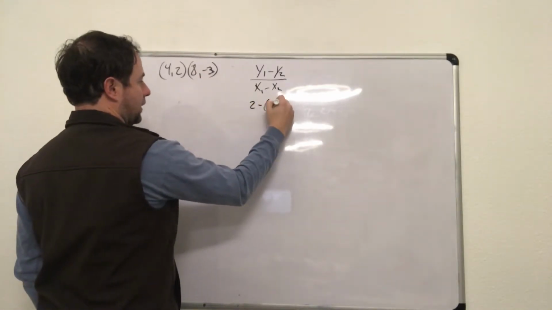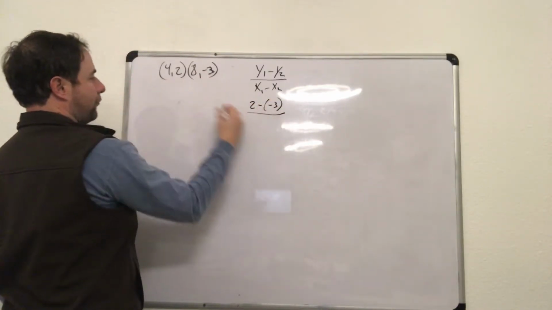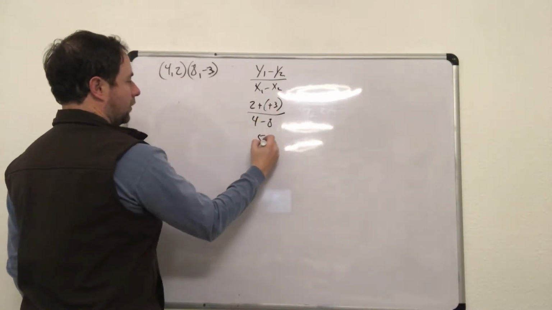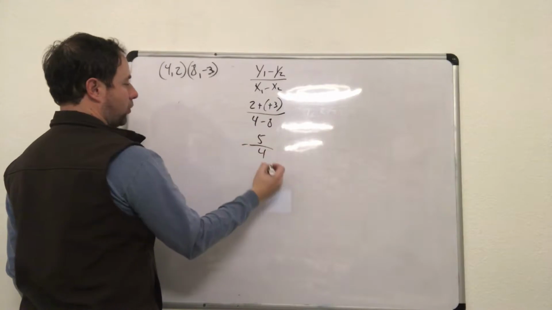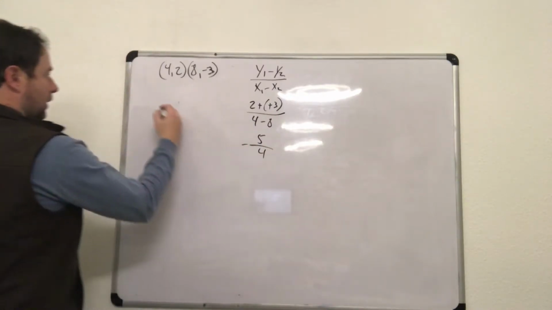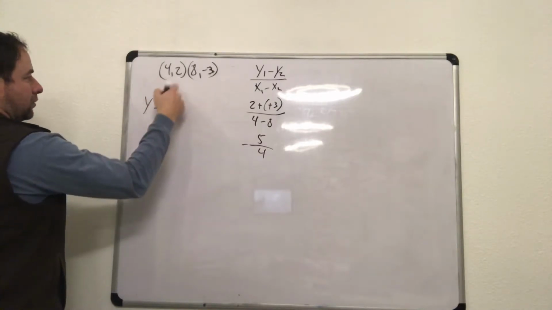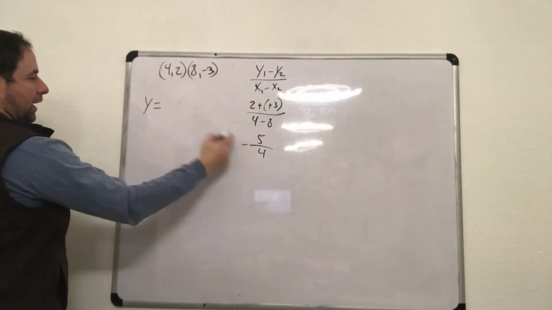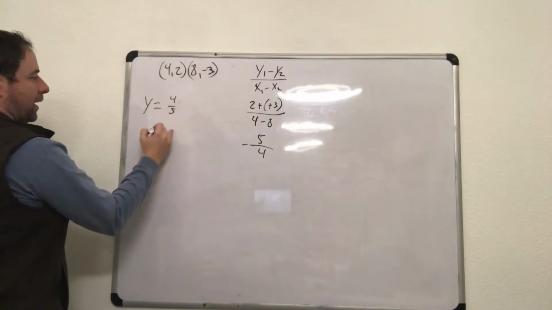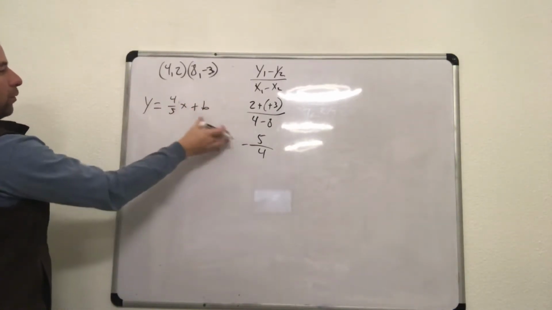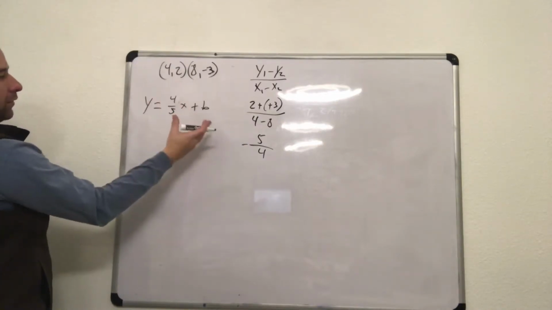So we get 2 minus negative 3 over 4 minus 8. This ends up being a positive. So you get 5 over 4, which is negative. Now, because they want the perpendicular bisector of this line, we're going to use the negative reciprocal of that. So it's positive 4/5 x plus b. Now, we don't have a point to plug in for x and y. They didn't give us that.